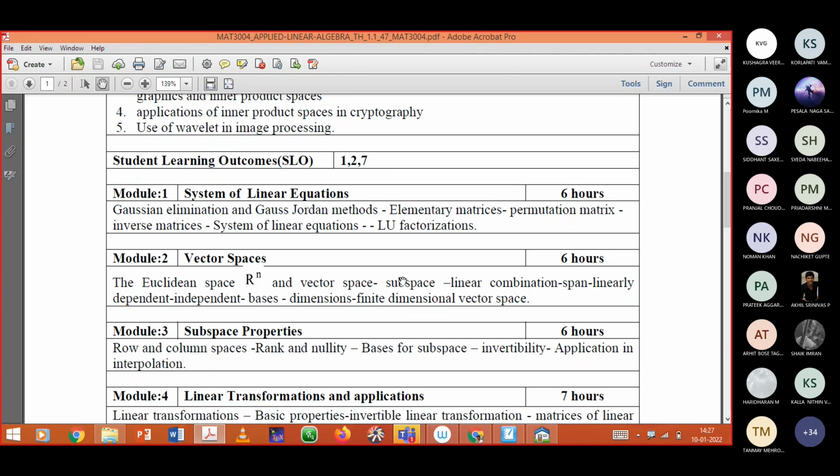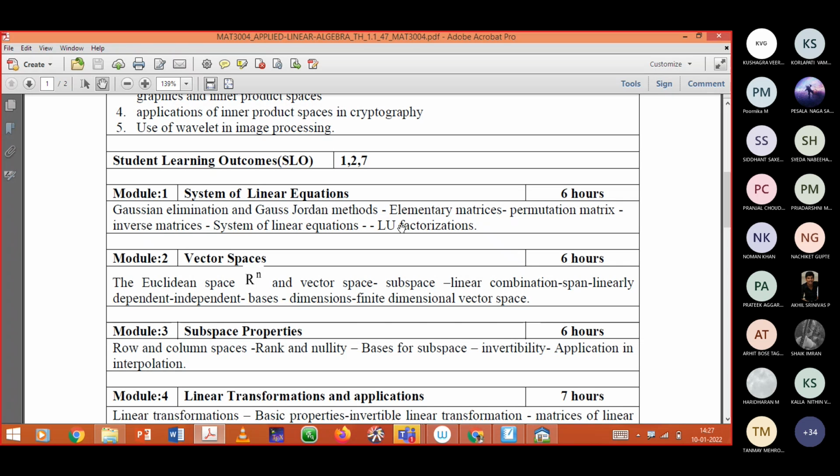Okay, fine. In your syllabus, from Module 1, we have completed Gauss elimination, Gauss-Jordan, and then elementary matrices also. Inverse matrices we completed in the previous session. The rest of the topics, like a system of linear equations, you have also solved. System of linear equations and LU factorization are combined in the same subtopic.